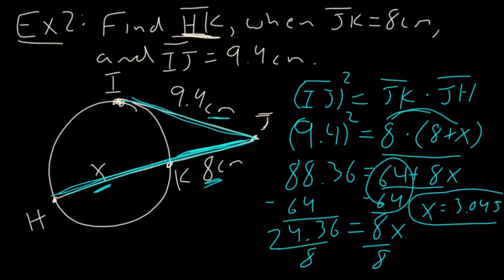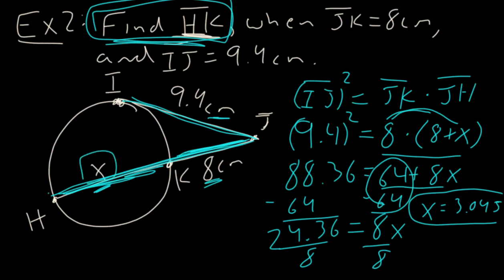Now, when you look at this, you have to ask yourself, are we answering the question? And our question says, can you find HK? And how would y'all describe HK? Well, I look right here. Here's HK. And HK is just the internal segment, the internal secant, the inner piece, and it's denoted by x. Well, we know what x is. X is simply 3.045. So in this case, we have found HK, and we are done with the problem. All right, I hope this helps. Good luck.